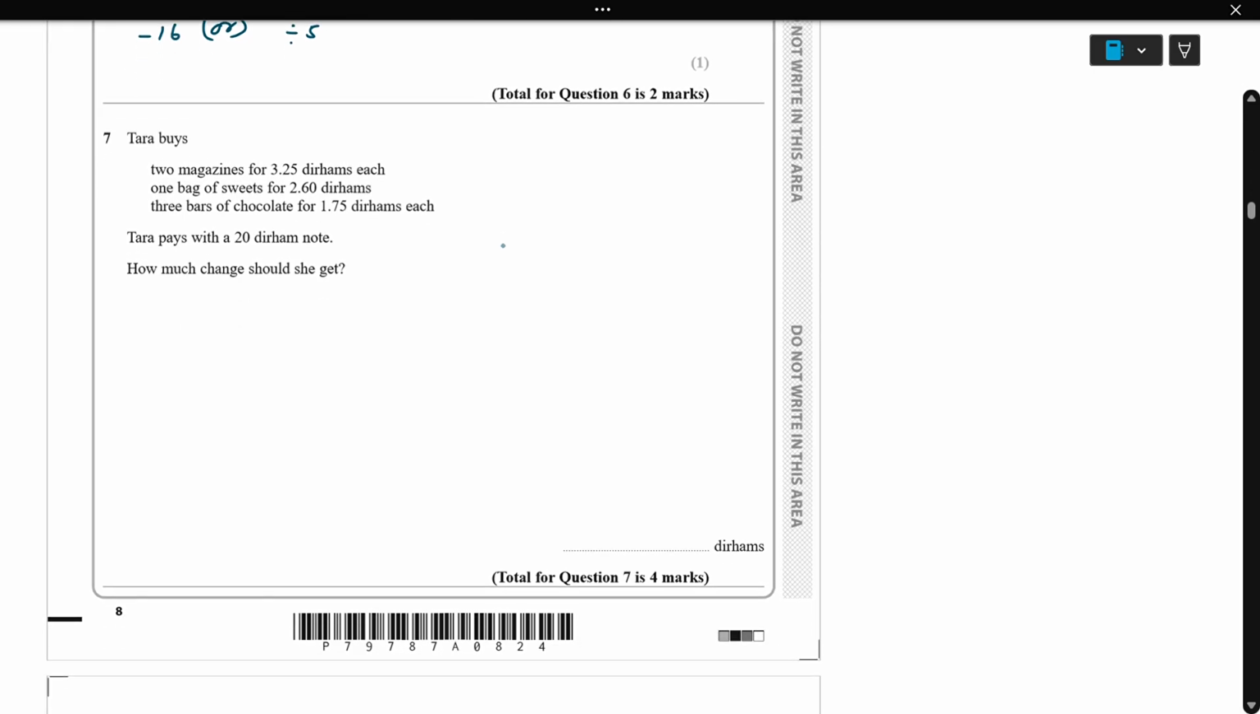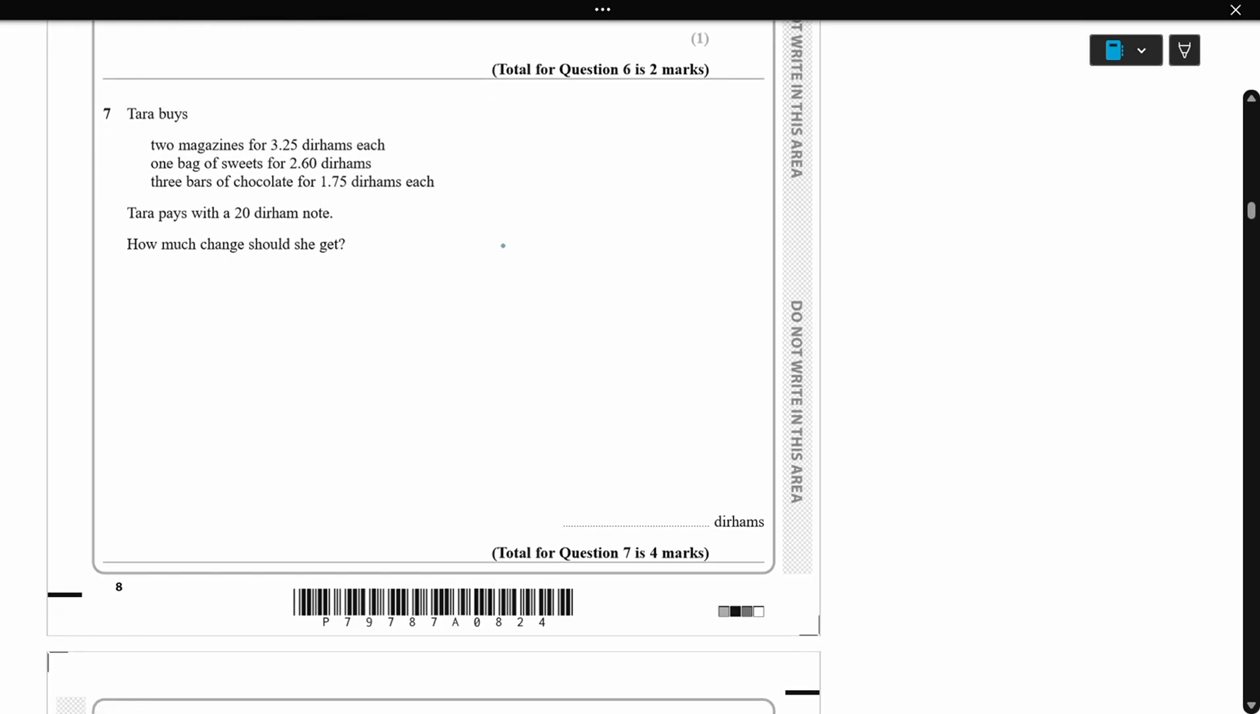Next, question number 7. Tara buys 2 magazines of 3.25 grams, one bag is 2.6 grams, and 3 bars. She pays 20, and how much change does she get? So she's paying 20.